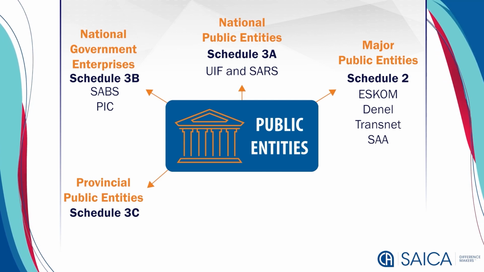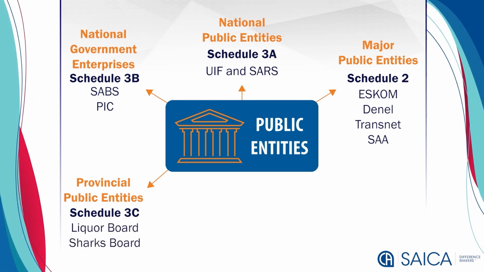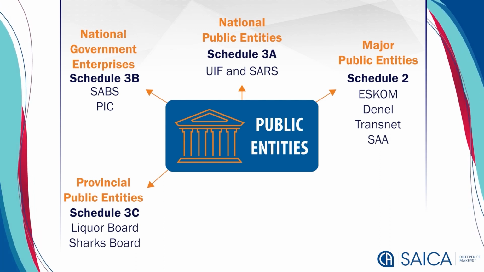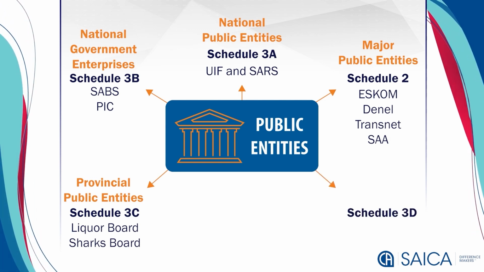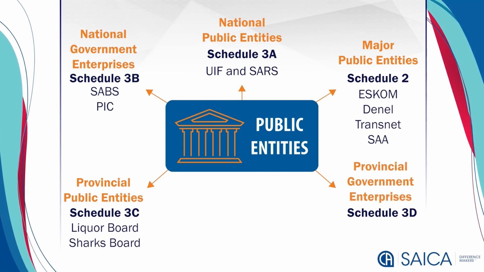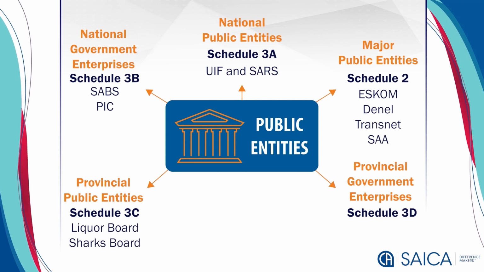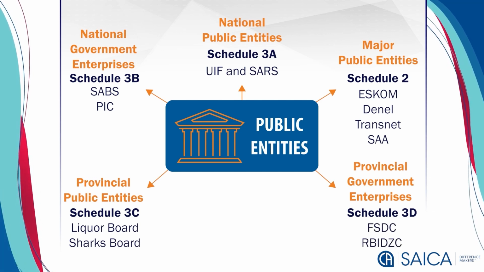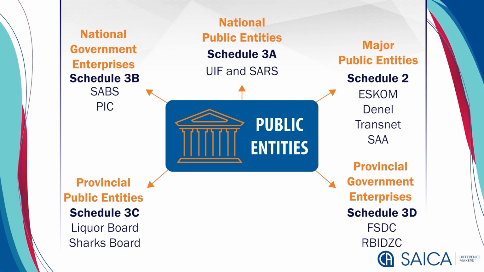Examples of such entities are the Eastern Cape Liquor Board, as well as other respective provincial liquor boards and the Sharks Board. Schedule 3D public entities, known as provincial government business enterprises. Examples of such public entities are the Free State Development Corporation and the Richards Bay Industrial Development Zone Company.